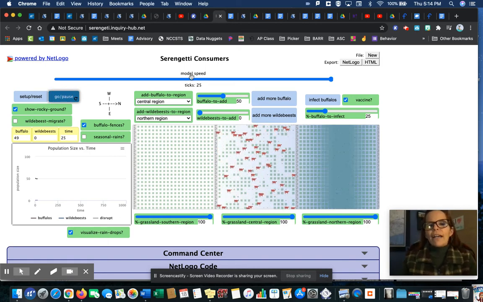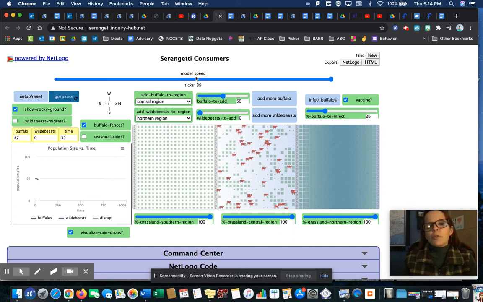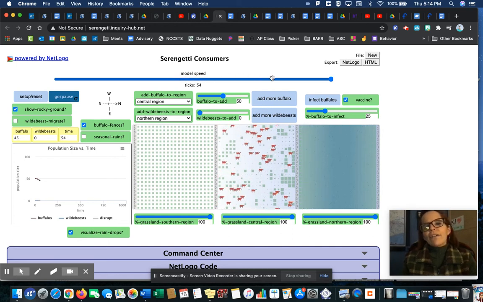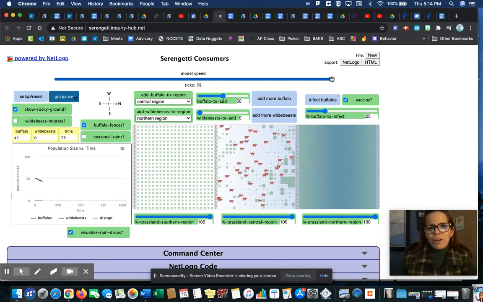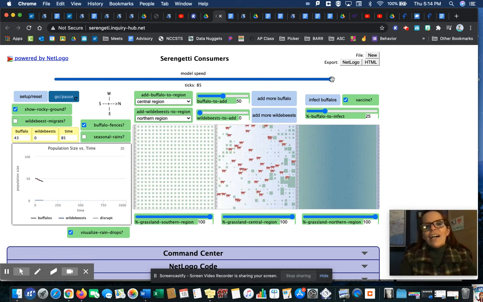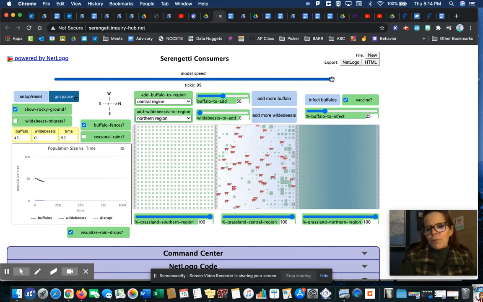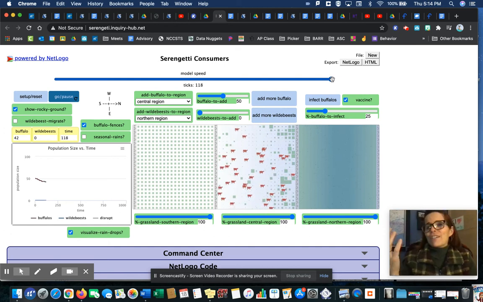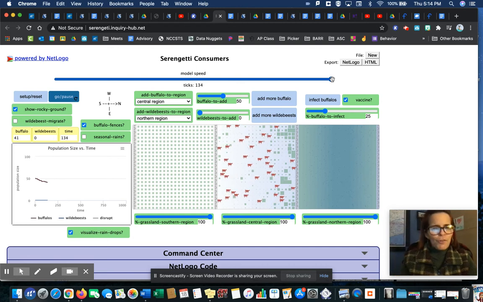And so I've got this model speed, this blue line here, as fast as it will go, because this model takes a lot more time than the bacteria model did. So I'll talk you through it for a few minutes, but we might just have to sit and watch it. And feel free to speed up the video, my video, if you want.